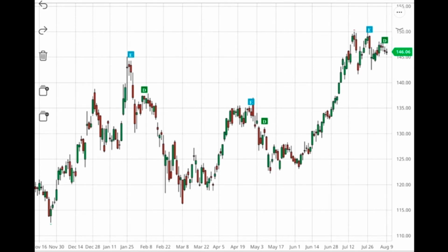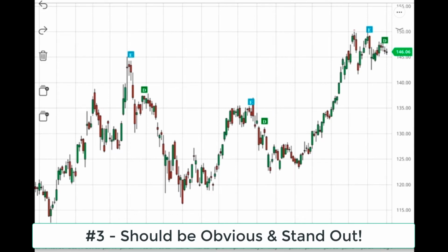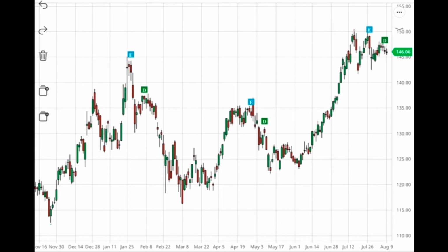Number 3, it should be obvious and stand out, right? So little ones, for example, around here, or maybe around here or here, they're not necessarily levels of support or resistance because it's not necessarily obvious, right? You want to see things like this. These are obvious standouts that these are support and resistance, again, depending on the time frame that you are using to evaluate your support and resistance levels.